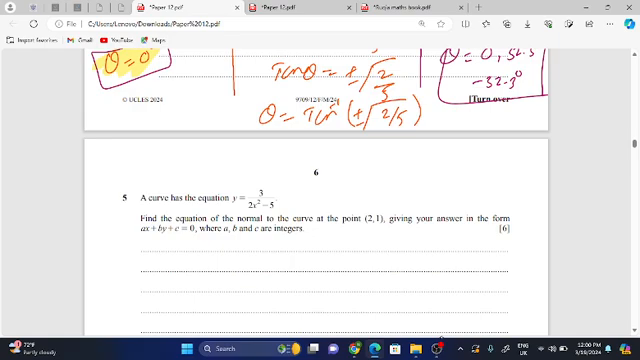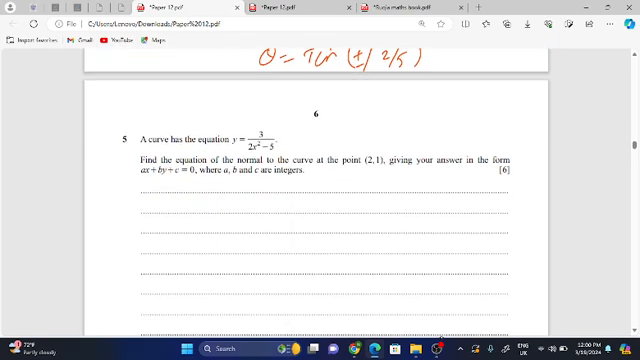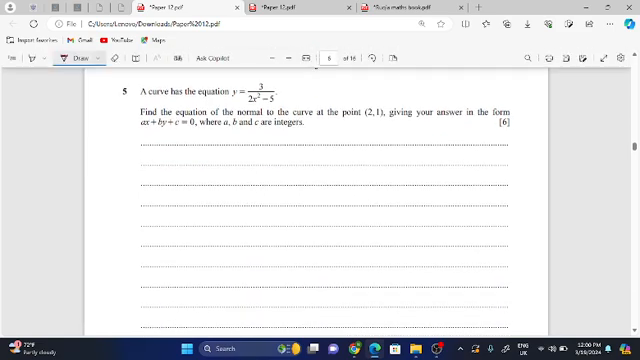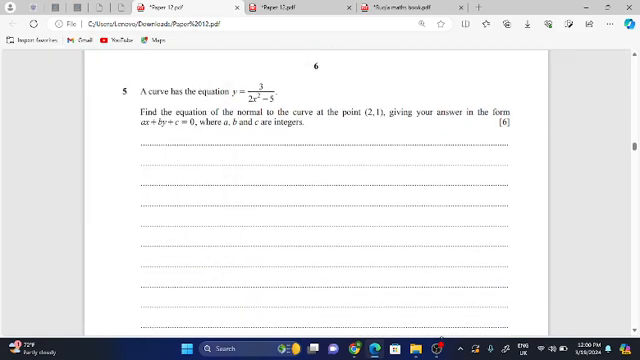Question number 5. A curve has the equation y equals 3 over 2x squared minus 5. Find the equation of the normal to the curve at the point (2, 1), giving your answer in the form ax plus by plus c, where a, b and c are integers. Here you have to consider the main equation first, and then the equation for a normal.